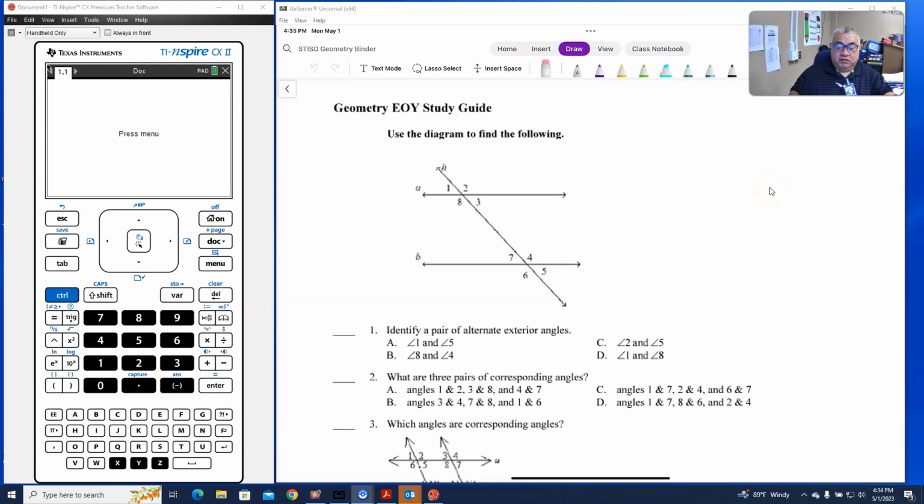I'm planning to do the even ones. So I'll start with number 2. What are 3 pairs of corresponding angles?